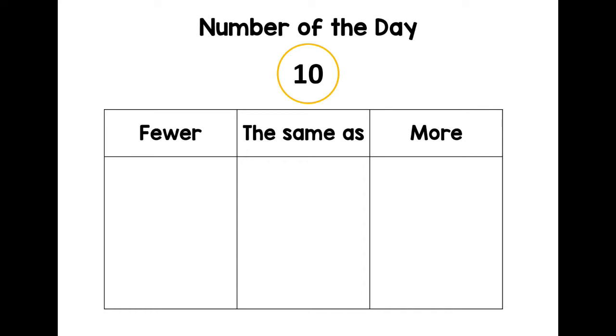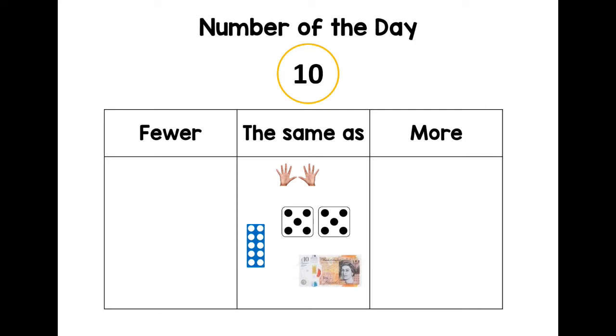Okay, so number 10 is the same as 10 fingers. That's it, you can show 10 fingers. And there's the number shape. And number 10 is the same as 2 5s. Double 5 is 10. Money, a £10 note. And look, that's how you write the number 10.